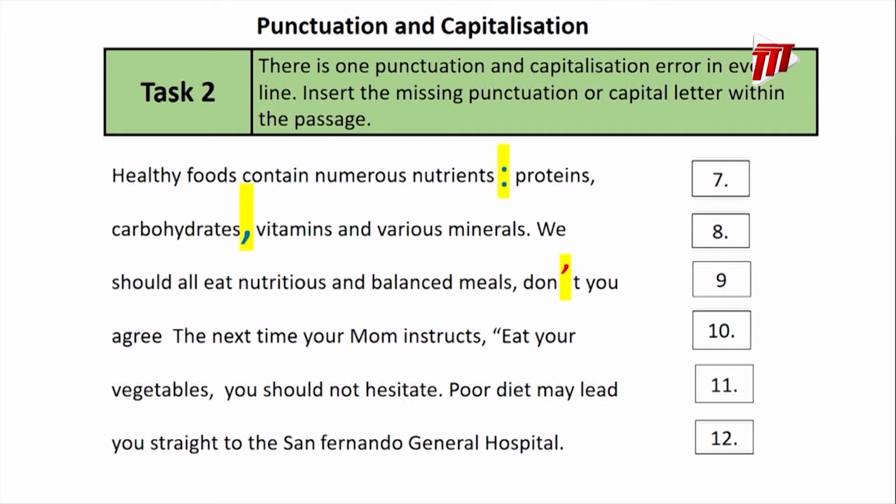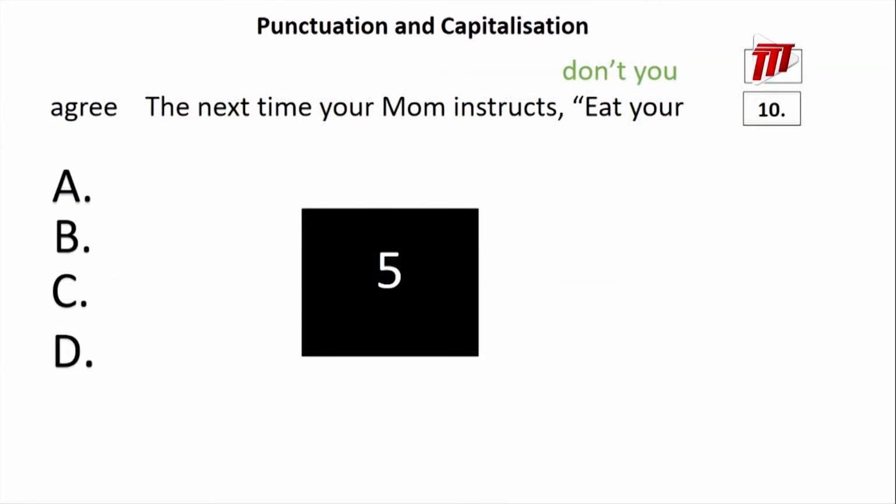The next time your mom instructs, eat your... Remember you have to read before and after to know what's going to come. And that's why I keep going back to the sentence too. You have to do the same. The next time your mom instructs, and before that, don't you agree? What's happening there? Something is missing, and we know that a punctuation mark is missing because the next sentence starts with a capital T. So something is missing between "agree" and T. Agreed?